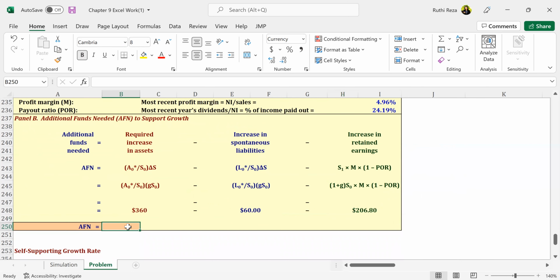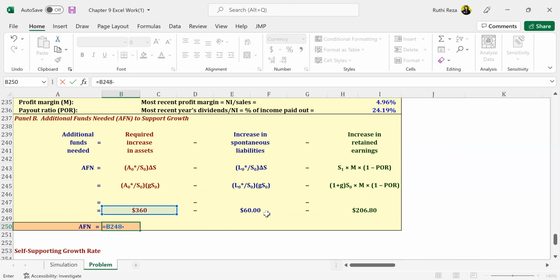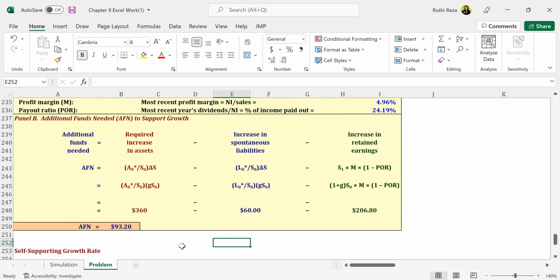Now additional financing need. So additional financing need is equal to required increase in assets minus the financing you get from spontaneous liabilities, minus the financing you get from internal financing. Enter. So your additional financing need here is 93.20.